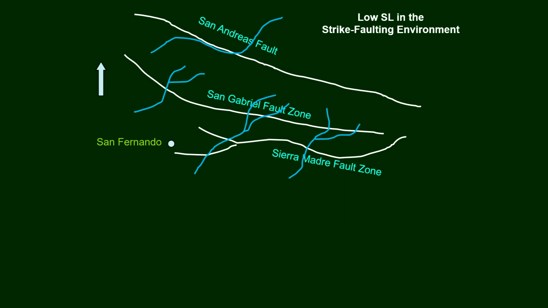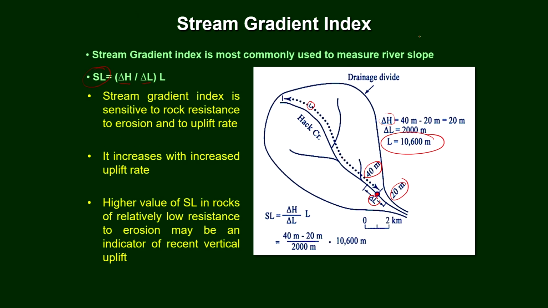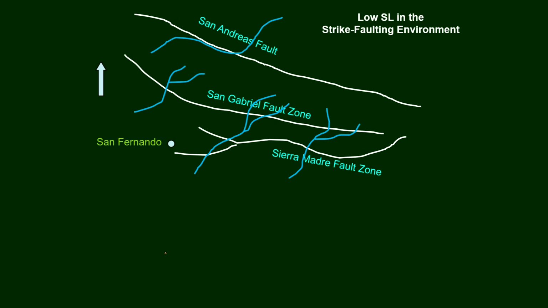Now, low SL index in the strike slip faulting environment. A higher value of SL in rocks of relatively low resistance to erosion may be an indicator of recent vertical uplift. There is an area, of course an active region in the US, which is part of the San Andreas fault system, having multiple subordinate faults. A low SL index is indicative that there is not much erosion, so not much tectonic activity in the area.